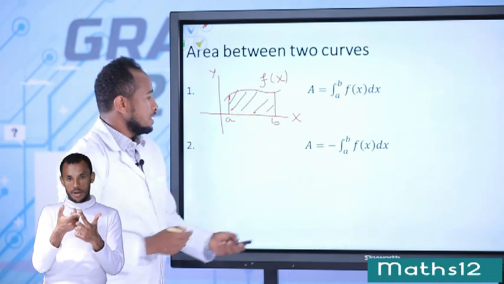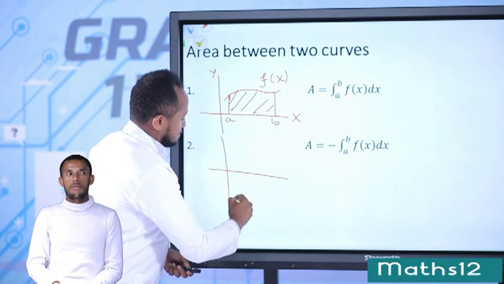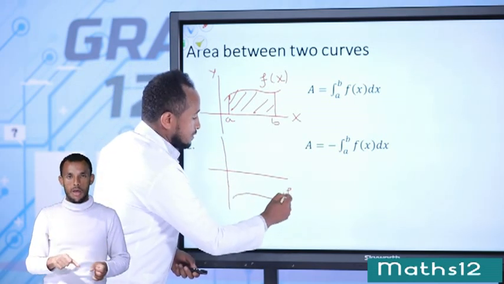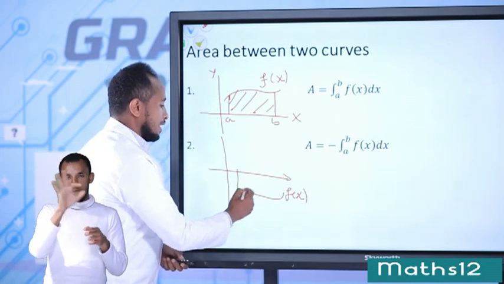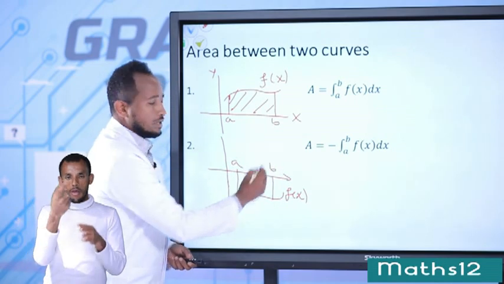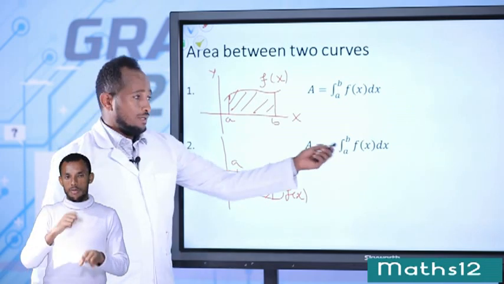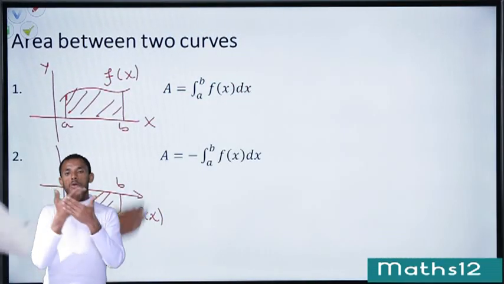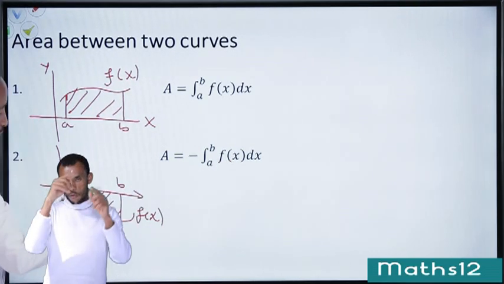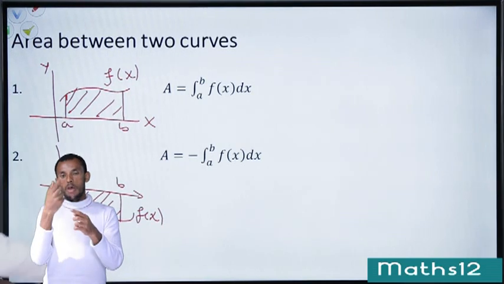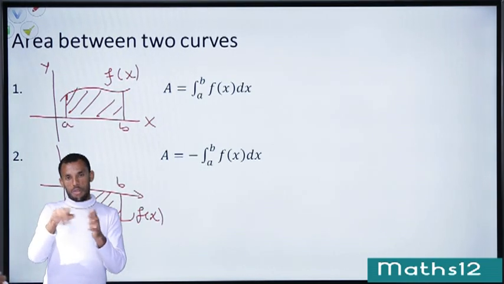Second, if we are asked to calculate the area between this negative function f of x and x-axis on interval a to b, that means this area. So we apply this equation. Simply, area is equal to the integral of this function f of x dx from a to b, but it is negative because it gives you this negative value. So area must be positive, so you put negative in front of it.